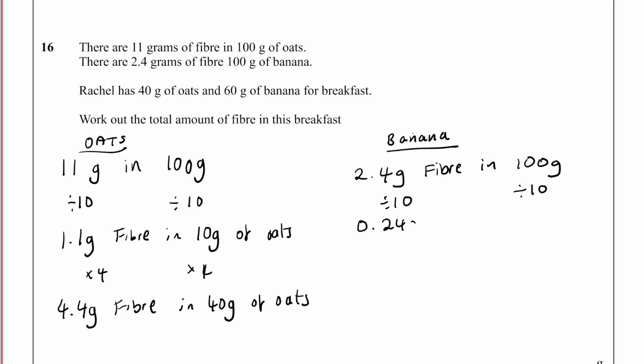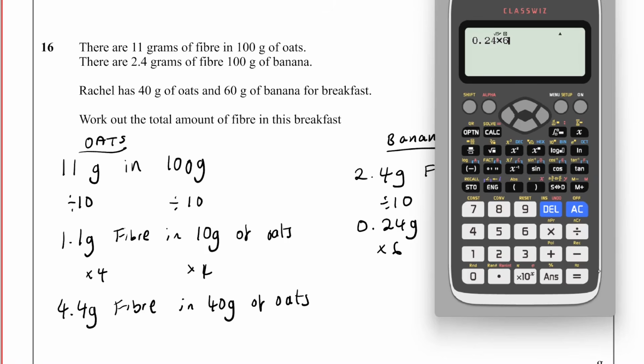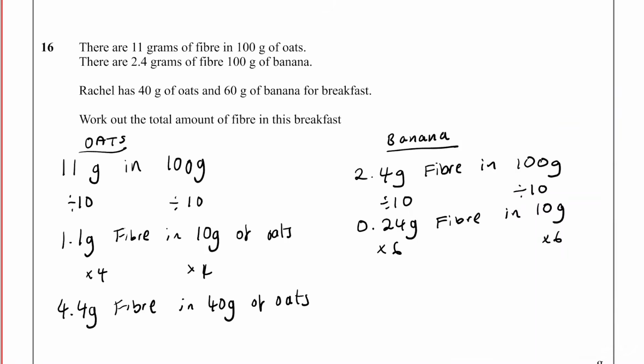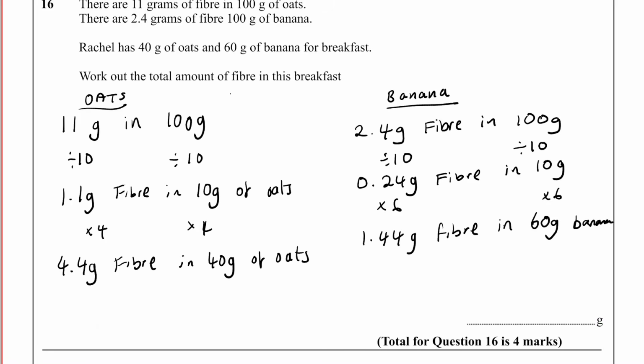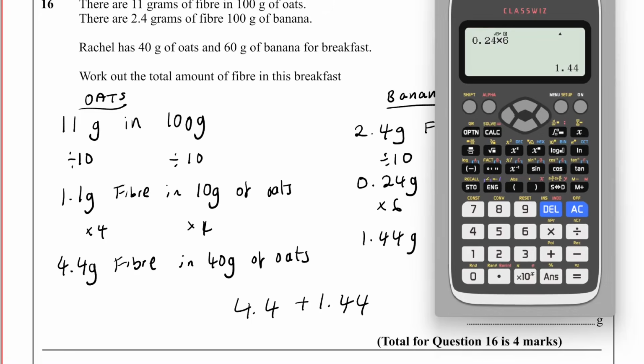So 0.24 grams of fiber in 10 grams of banana, and then times it by 6. So 0.24 times 6 is 1.44. So 1.44 grams of fiber in 60 grams of banana. So we've got 40 grams of oats, 60 grams of banana. We've got 4.4 plus 1.44, and that is 5.84.